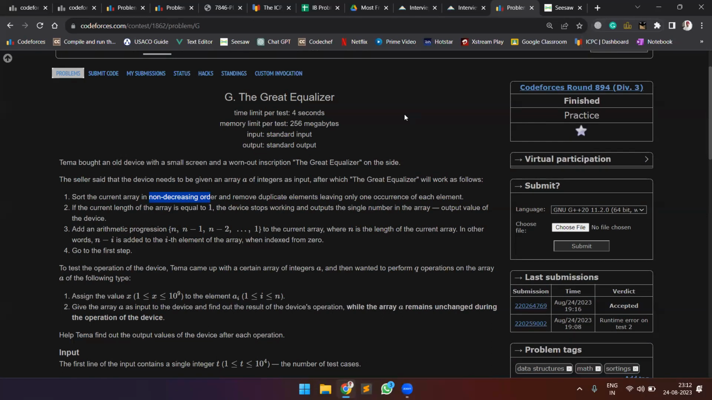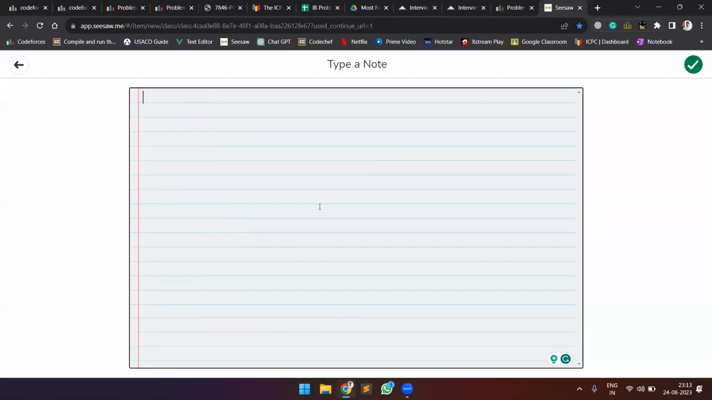Yeah. So it means that if all the numbers are equal, then only we'll take the output. Otherwise, we have to perform some of these operations. So what are these operations actually doing?